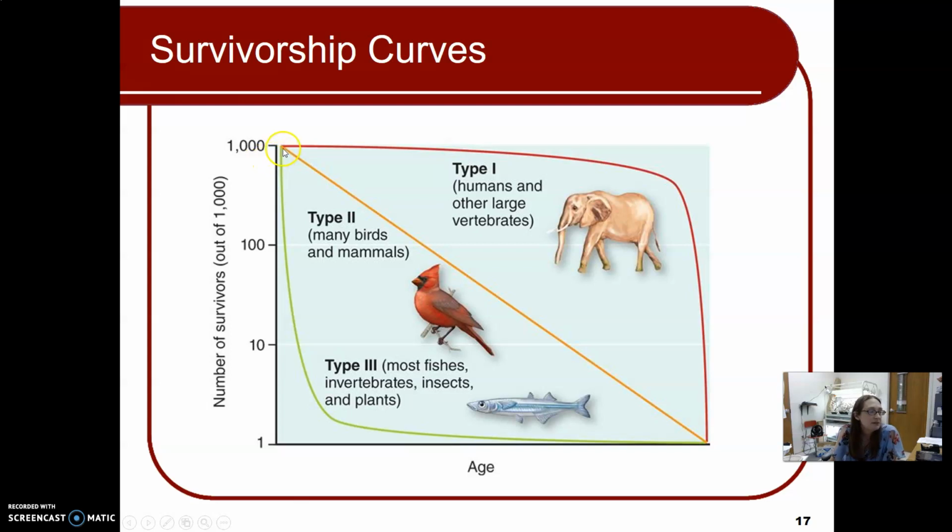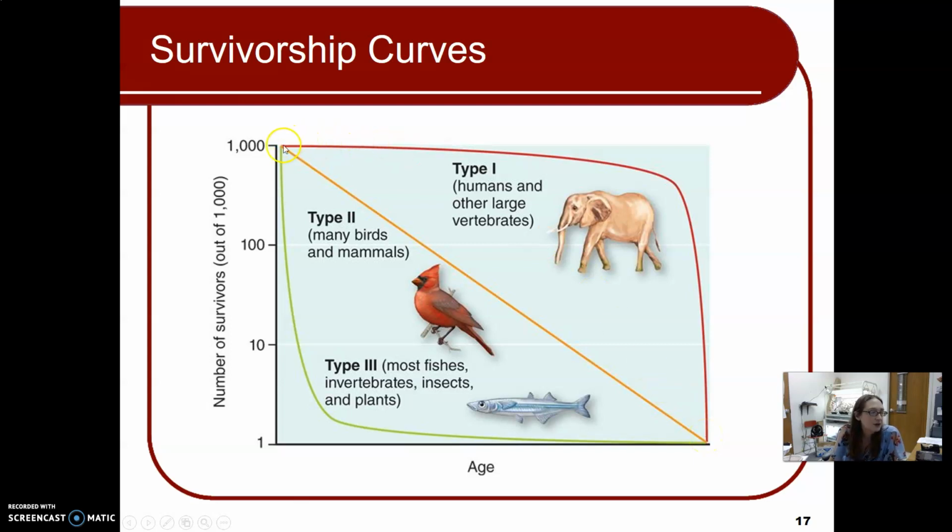There are many birds and mammals that just kind of have this even curve. They just kind of, they don't super die young. They don't super die old. They kind of just have a gradual decline in survivorship.